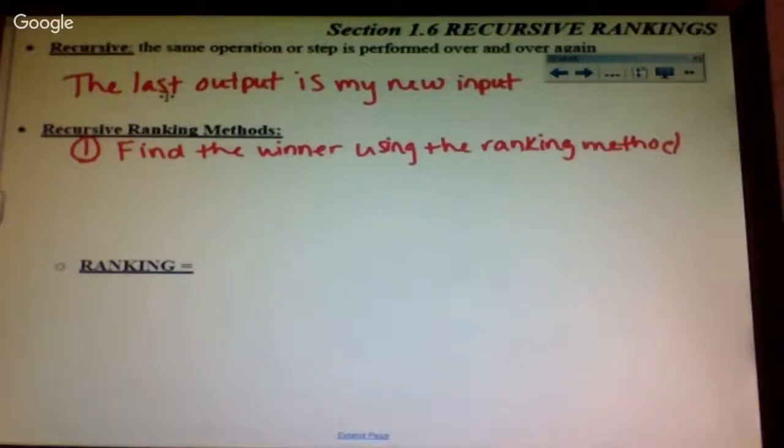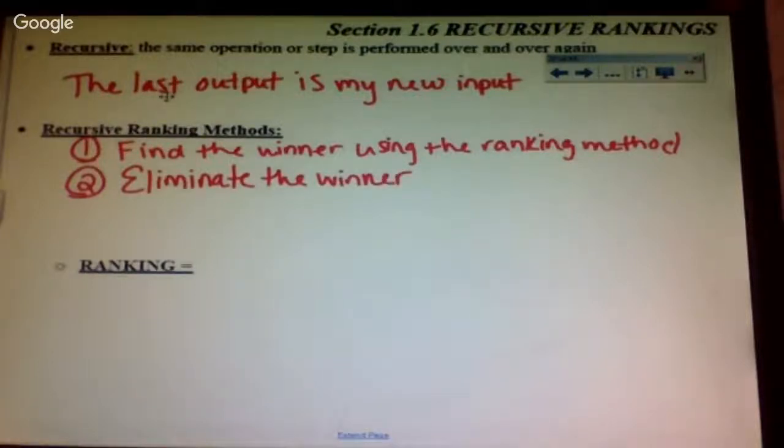Nothing has changed there. Your plurality is still the one with the most first place votes. Borda count is still the one with the greatest total. Pairwise is still the one with the most matchups. Nothing has changed in that sense. Step number 2, you're going to eliminate the winner. Your last step is repeat.